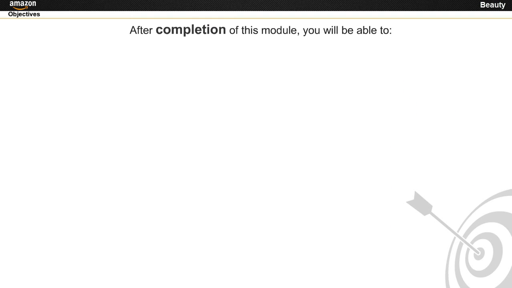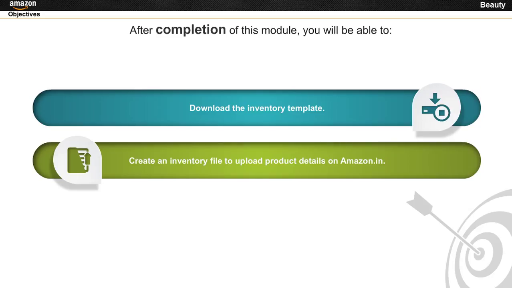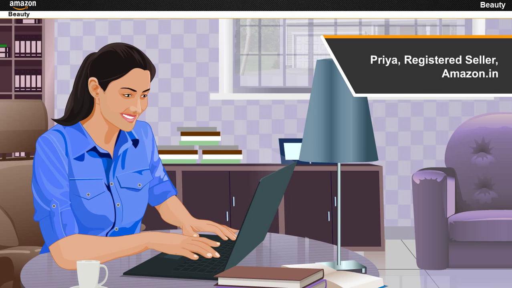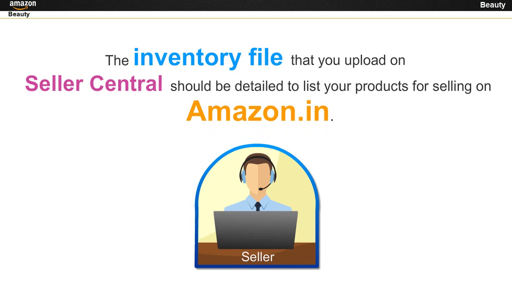After completion of this module, you will be able to download the inventory template and create an inventory file to upload product details on Amazon.in. Priya, a registered seller with Amazon.in, wants to create an inventory file for a product belonging to the beauty category. The inventory file that you upload on Seller Central should be detailed to list your products for selling on Amazon.in.